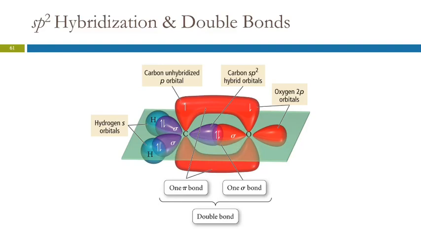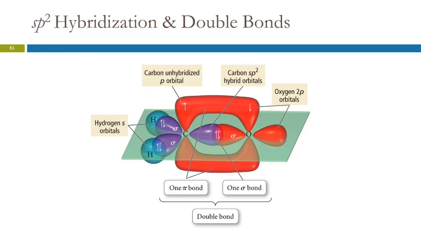Any questions yet? It's a little weird. There are 2 different kinds of bonds here. These are called sigma bonds because they overlap end to end. And this is a pi bond. It overlaps side to side.